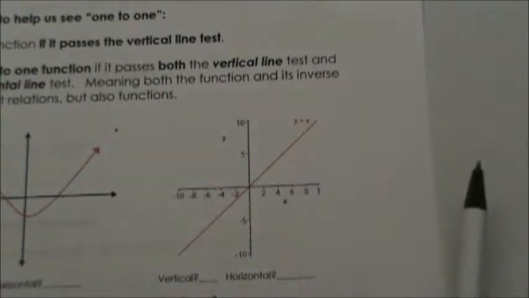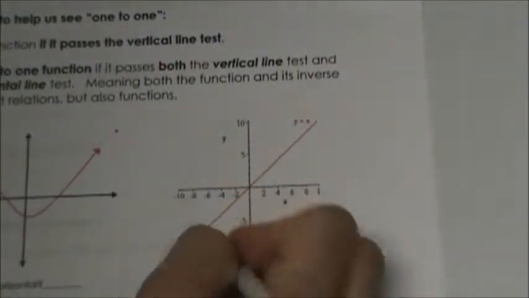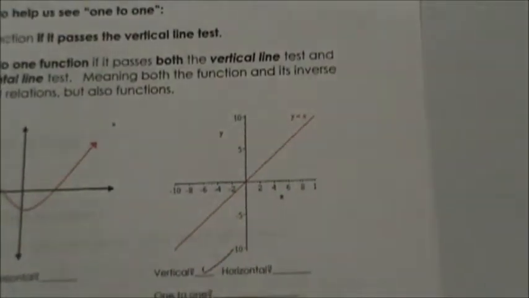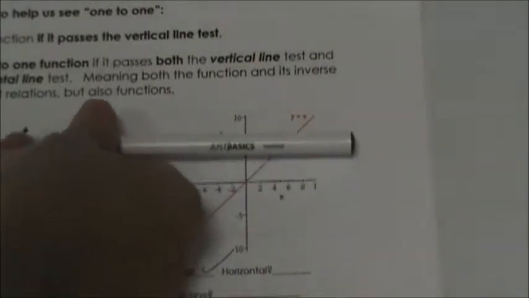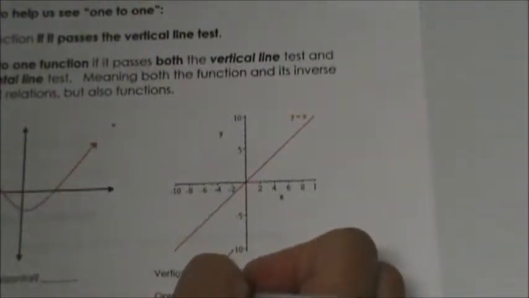Okay, so let's look at the second one. Now this is just a linear function. Does it pass a vertical line test? Yes, it passes. Let's go ahead and fill that out. Yes, that one passes the vertical line test. Does this one pass a horizontal line test? Oh, this one passes. It only touches in one place. So this one is a one-to-one.